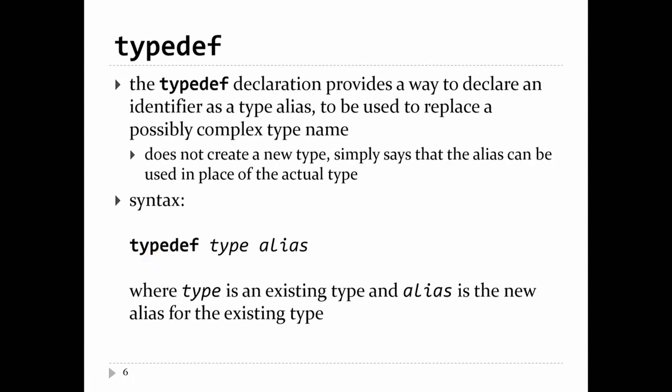So the way you do this is you write typedef, then the type whose name you want to replace, then the hopefully simpler version of the name. So: existing type, new name for the type, semicolon.